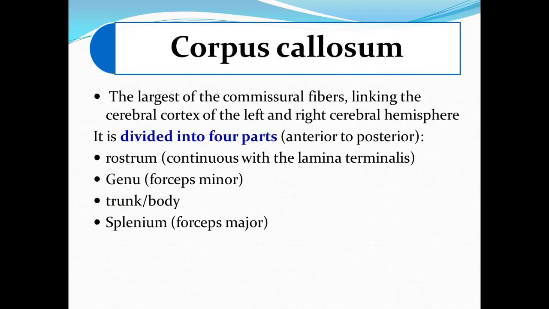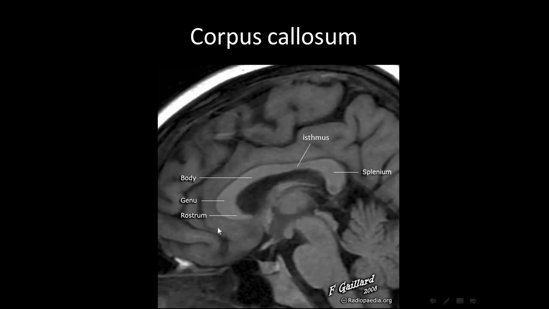We talk about the corpus callosum because it's the largest commissural white matter tract. It's linking the cerebral cortex of the left and right cerebral hemispheres. Anatomically, it's divided into 4 parts, from anterior to posterior: the rostrum, which is continuous with the lamina terminalis, the genu that has the forceps minor, the trunk or the body, and the splenium, which has the forceps major. Some other resources add the isthmus, which is this thin structure of the corpus callosum.